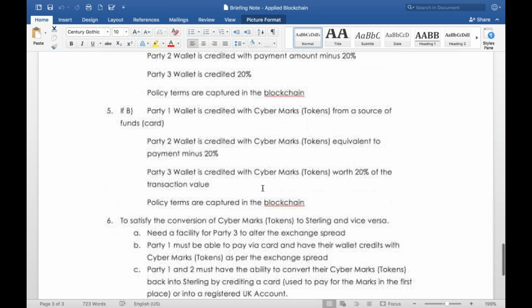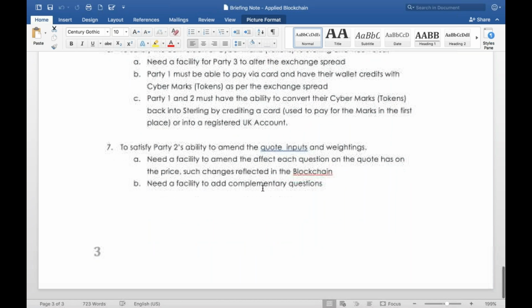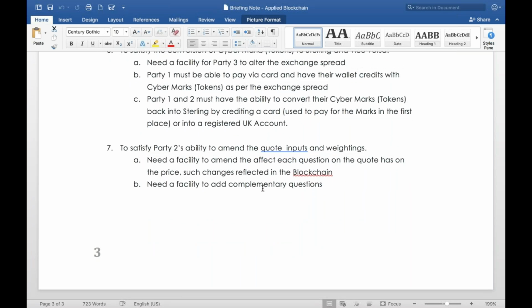The 7th point is mainly for the underwriter, because they are the ones who control the quote inputs and the ways of weighting. It says there's a facility to amend the effect each question on the quote has on the price, with such changes reflected in the blockchain, right? So let's say we forget about insurance. Imagine we're making some kind of questionnaire, and depending on the answers we want to give them a score.